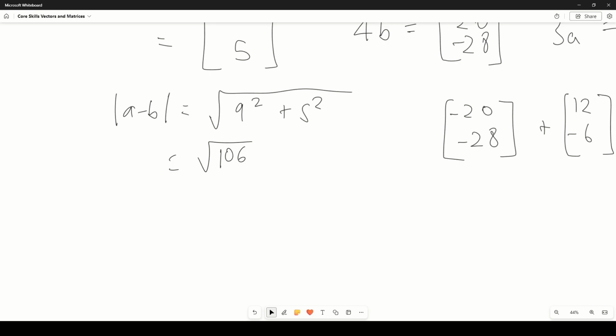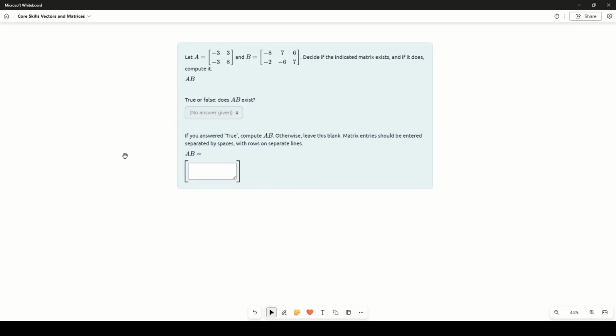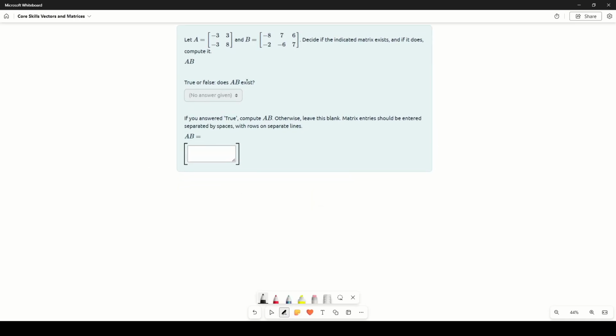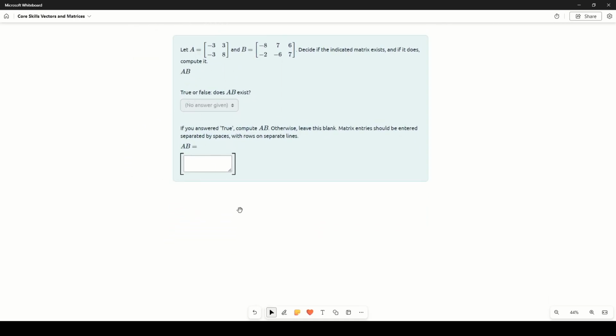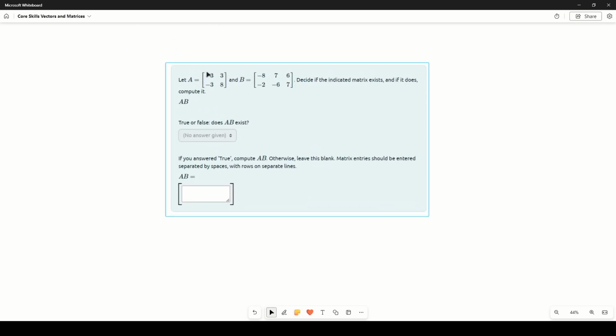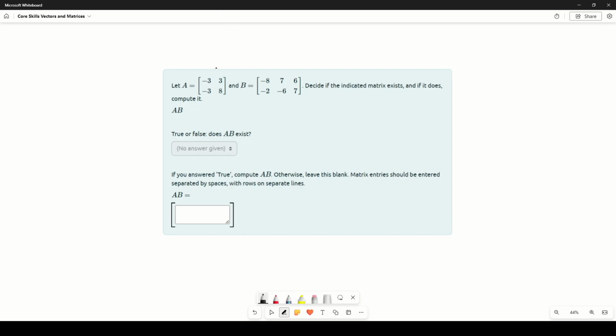It's starting to get a little bit harder now. And now we get on to question 7. And this is where we need to start getting into multiplication of matrices. So let's see what we have here. To figure out if A times B exists, we need to do a couple things. We're going to have a look at the number of rows and columns in both of them. So A is 2 rows and 2 columns. And B is 2 rows and 3 columns.